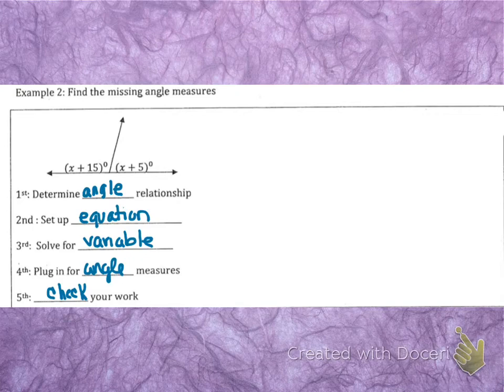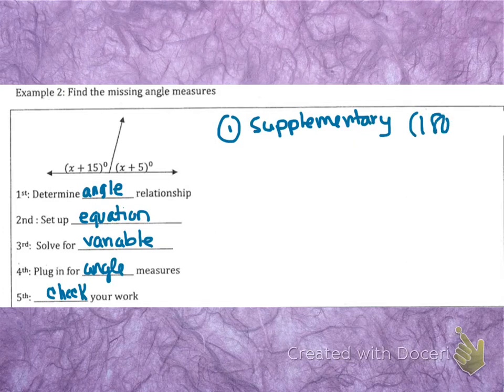So we determine the angle relationship in this picture. What picture does it look like? Hopefully you've determined that these angles are supplementary, so they should add up to 180 degrees. That means I can take x plus 15, the first angle, and add x plus 5, the measure of the second angle, and that should equal 180 degrees. Then from there, we solve an equation just like you already know how.